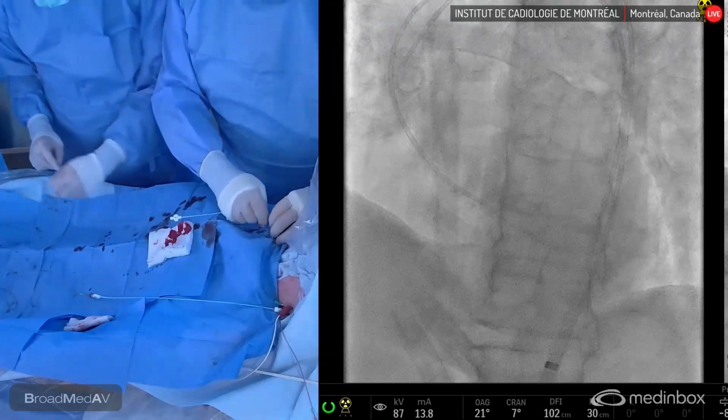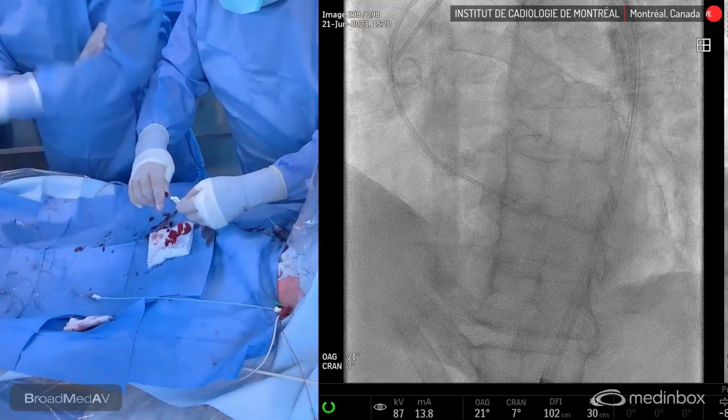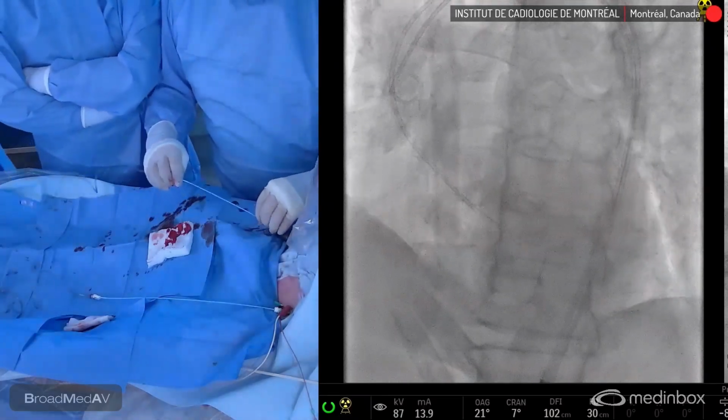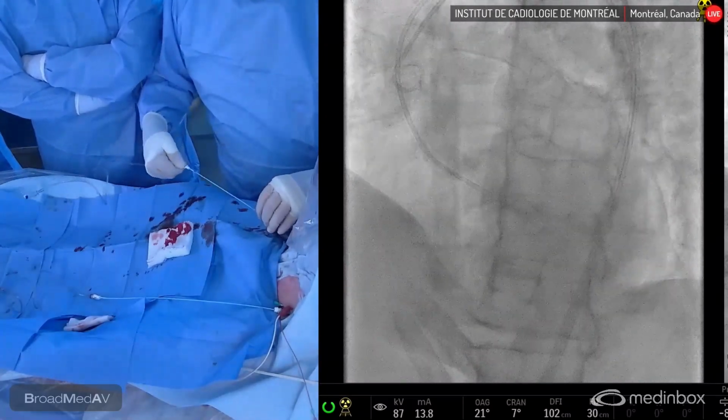Okay, so we pass the pigtail in. We're going to measure a pressure for you. And we have our pressure gradient. We're just going to wait for a pressure measurement here.